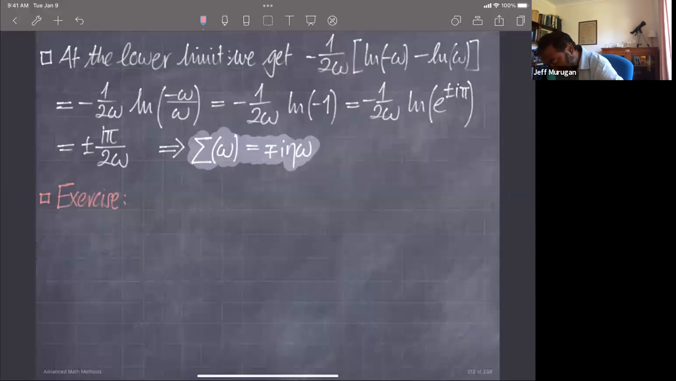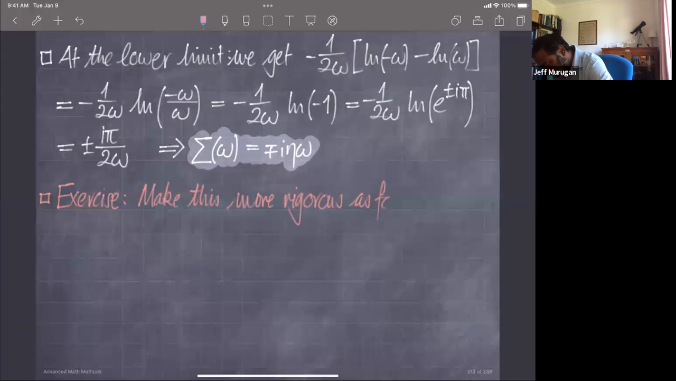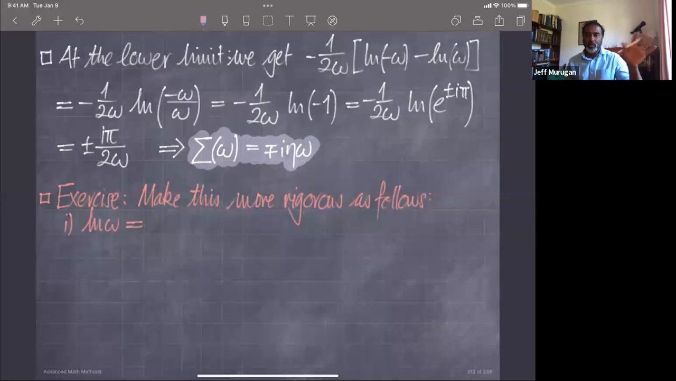Make this more rigorous as follows. The way we would do this is in the following 3 steps, and I'd like you to carry this out. Step number 1 is write the log of omega in the following way that involves writing omega in modulus argument form.